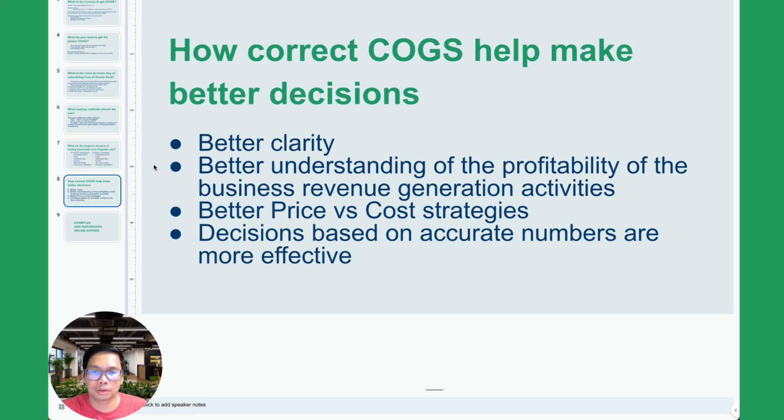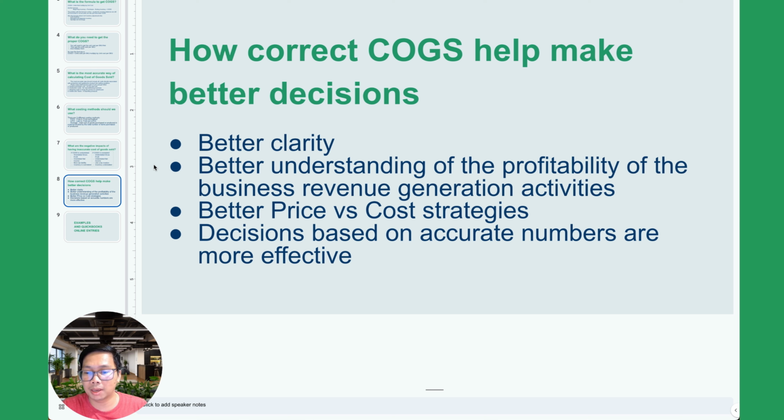So what is revenue generation of an e-commerce business? For example, if you're an Amazon seller, your revenue generation activity is selling on Amazon. If you're a Shopify seller, your revenue generation activity is selling on Shopify. The next benefit is better price versus cost strategies. If you have correct cost of goods sold computation, you will easily see if your cost of goods sold is higher than it should be, or if your cost of goods sold percentage versus your sales is too high or too low, and you can optimize it and make a better strategy so you can have more sales, higher pricing, and an optimal amount of cost of goods sold.